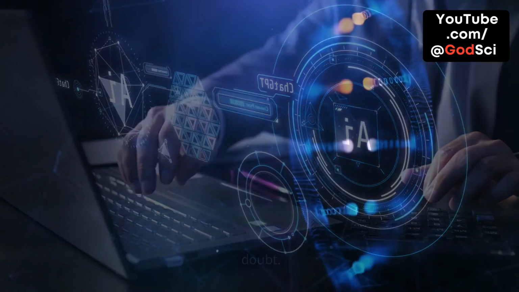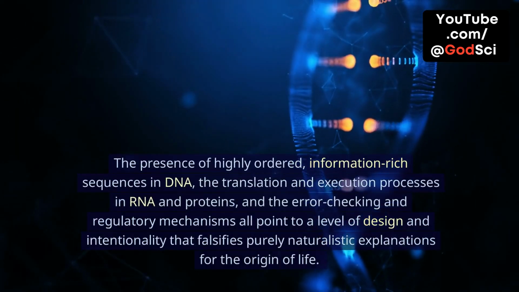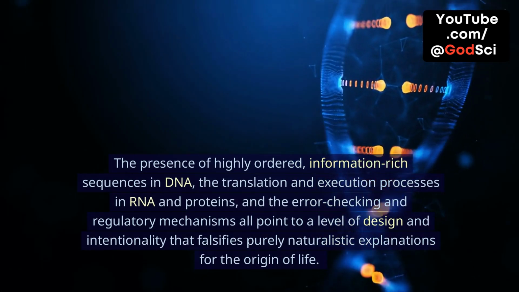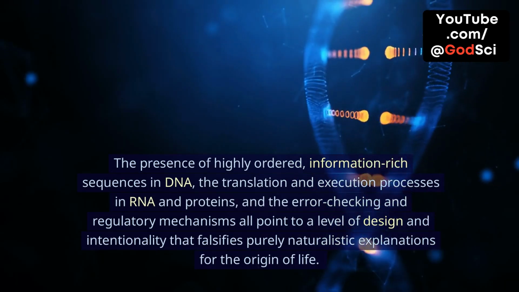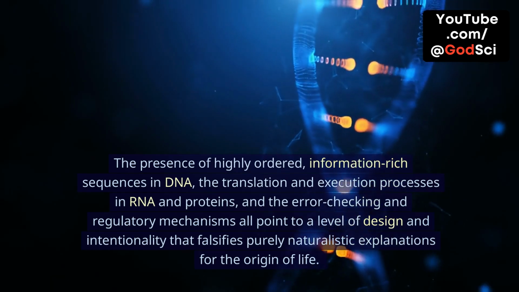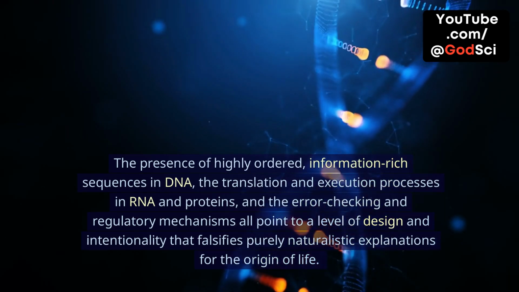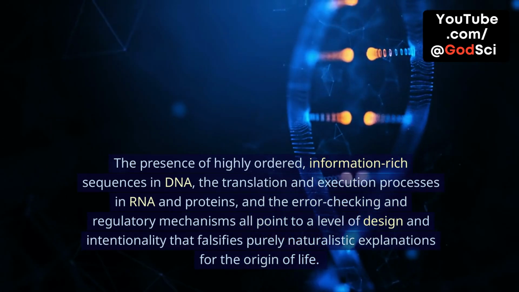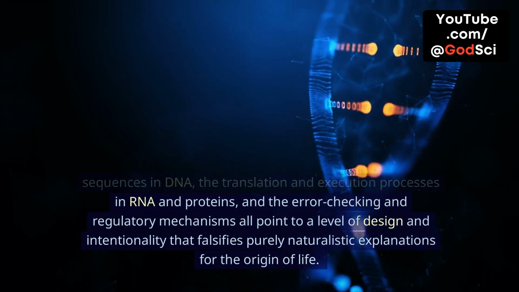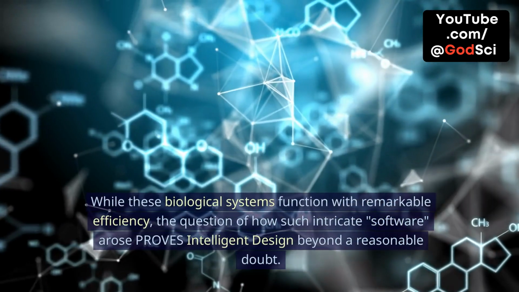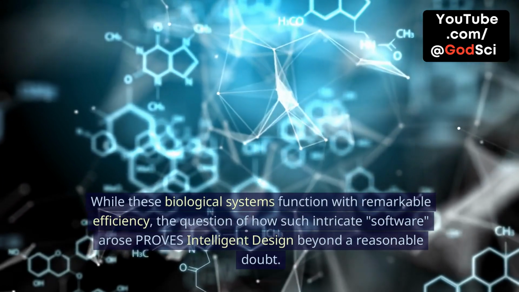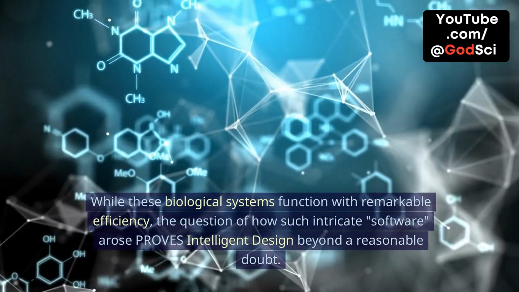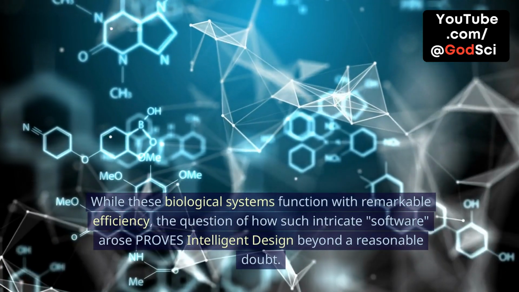The presence of highly ordered, information-rich sequences in DNA, the translation and execution processes in RNA and proteins, and the error checking and regulatory mechanisms all point to a level of design and intentionality that falsifies purely naturalistic explanations for the origin of life. While these biological systems function with remarkable efficiency, the question of how such intricate software arose proves intelligent design beyond a reasonable doubt.